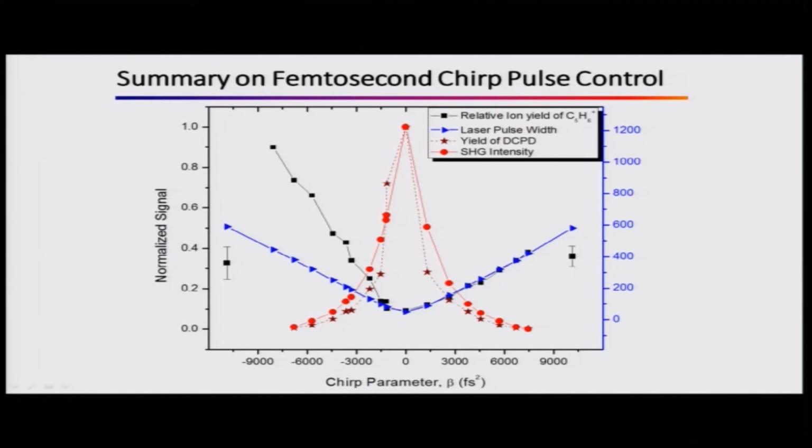So, overall it was possible to understand that the relative ion yield of the monomers was favored when negative chirp was used versus the positive chirp, but the yield of the dimer essentially remained consistent with the application of this particular process.